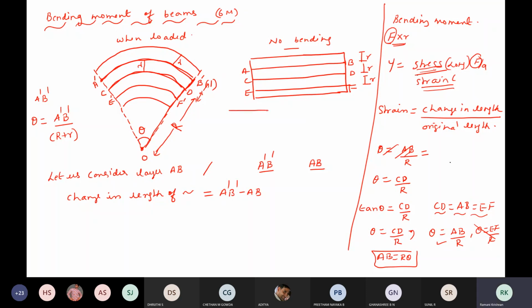See, when no load was added, it was like this. If this is theta, this is R, this is AB. Okay, so we took theta is equal to AB by R. Okay, now it is bent, and this is the extra angle. So A dash B dash is equal to R plus R into theta, right? Now let us substitute. So what is the change in length? Change in length is equal to R plus R into theta minus R theta, which is equal to what I get? R theta. Check this.